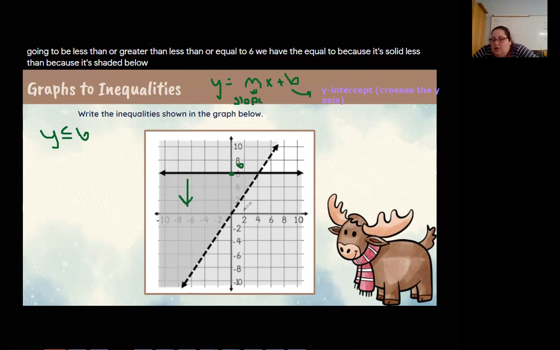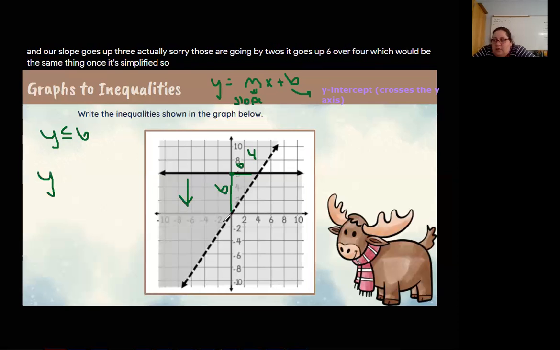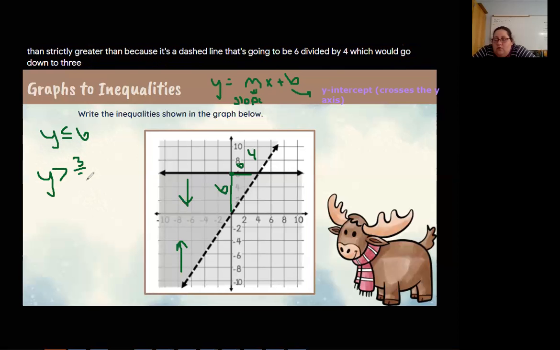And then we have our next line. Our next line goes through the origin, so there's no b, and our slope goes up 3. Actually, sorry, those are going by 2s. It goes up 6 over 4, which would be the same thing once it's simplified. So y is greater than, strictly greater than, because it's shaded above and it's a dashed line. That's going to be 6 divided by 4, which would go down to 3 over 2 x. So that's how you would solve that.